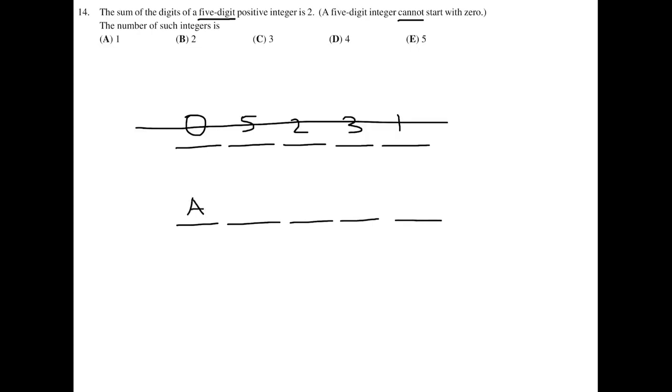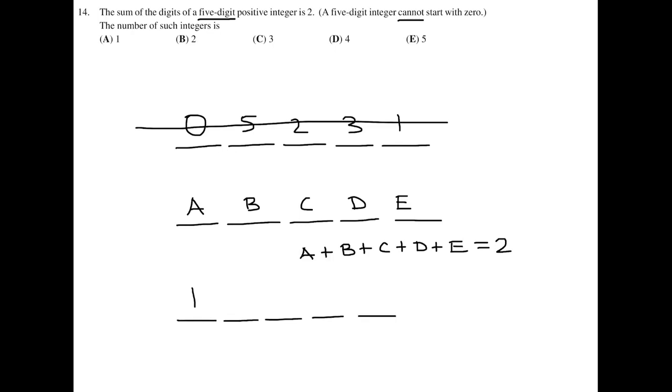So if this is A, this is B, this is C, this is D, and this is E, essentially what they are saying is that A plus B plus C plus D plus E is equal to 2. Now, initially you might think, well, how is that possible? It's always going to be greater than 2. Well, not really. You have to use extreme case scenarios.